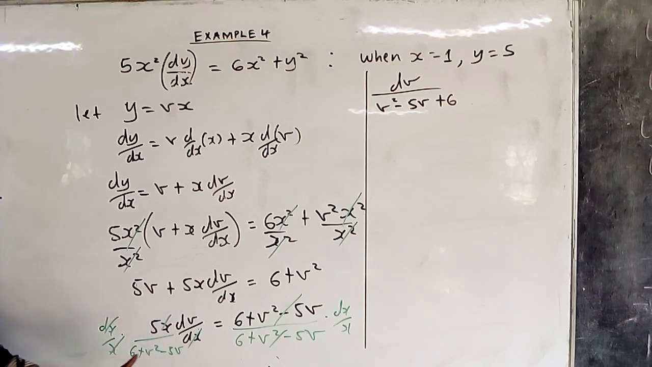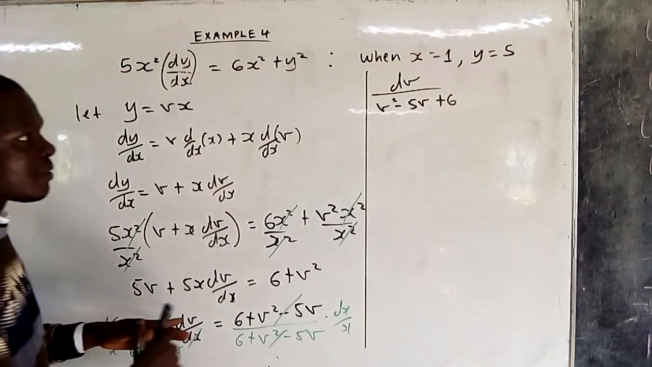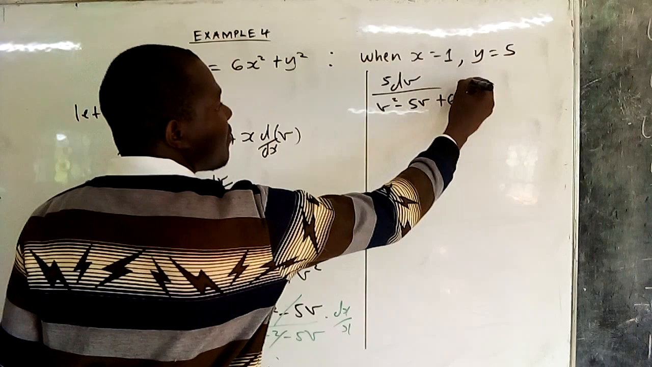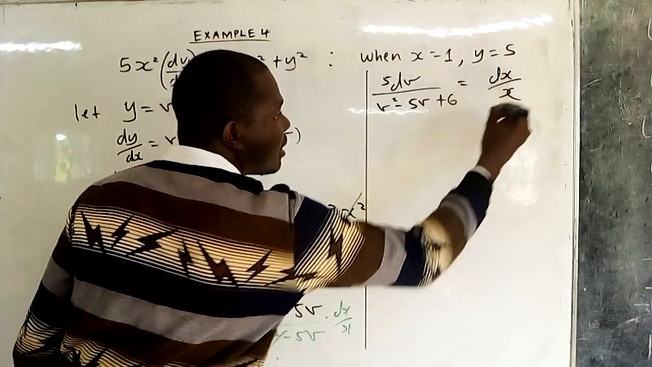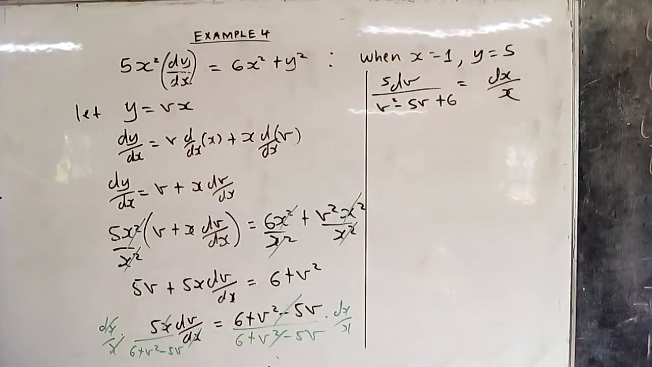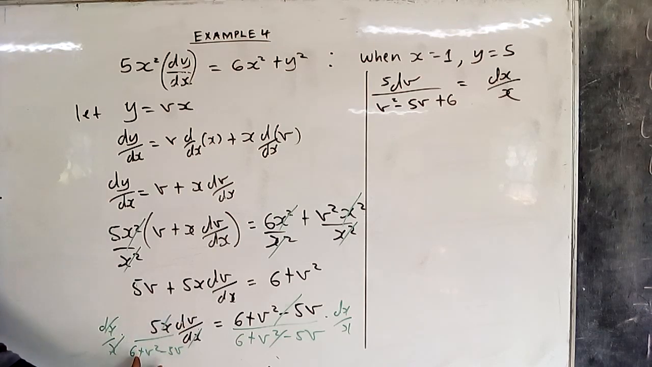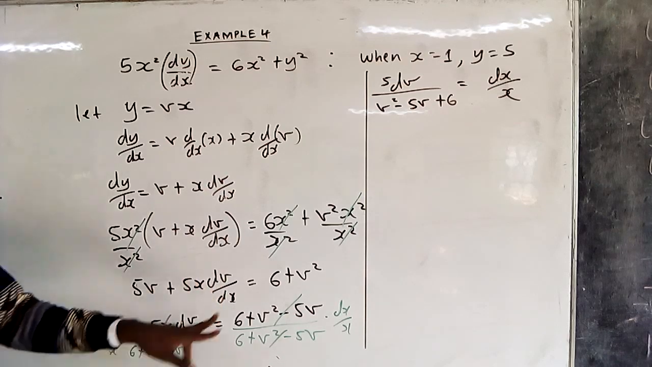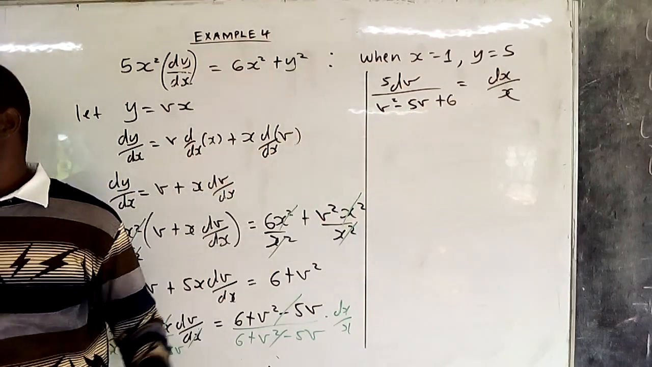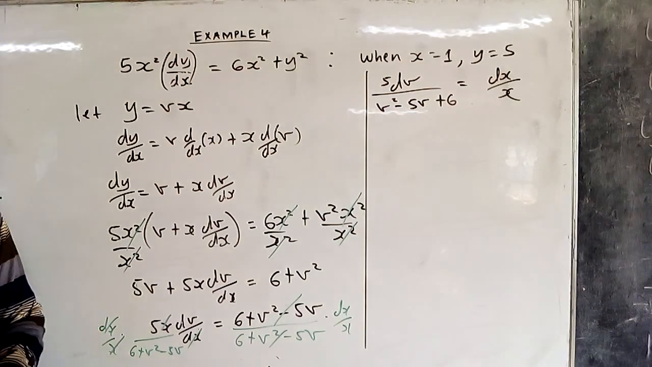So you remain with 5 dv over that, to be equal to dx over x. Are you seeing you've separated the variables? See here on the numerator we remain with 5 dv. Then in the denominator we have 6 plus v squared minus 5v. If we rearrange it, it is v squared minus 5v plus 6, isn't it? Yes. So what do we do?